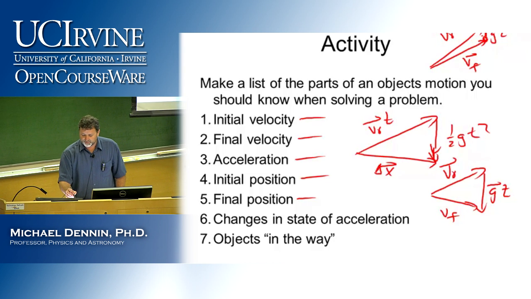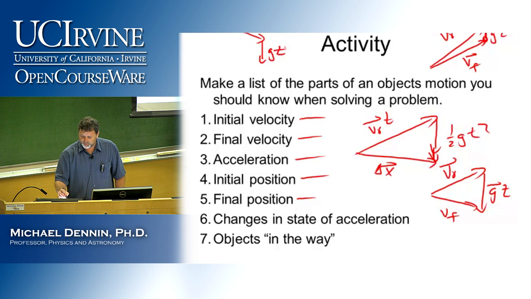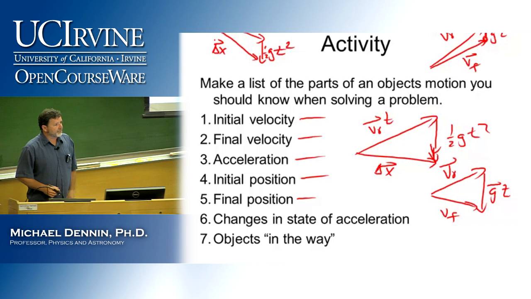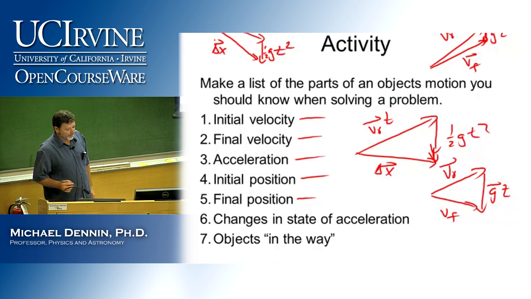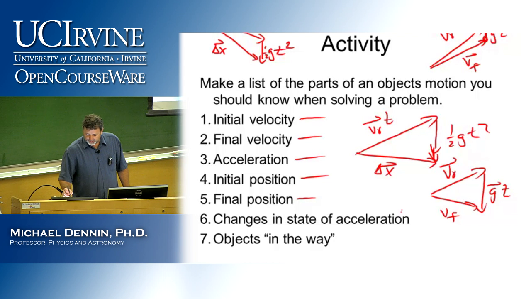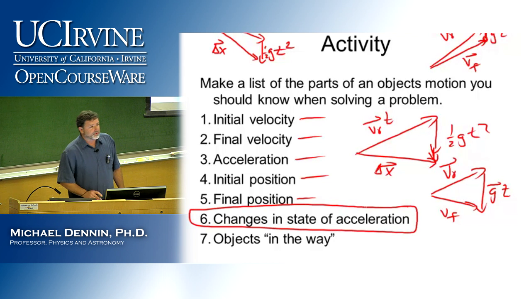It could be something launched down that lands somewhere. So that could be v naught t plus 1/2 gt squared, and that's delta x. So there are all sorts of variations on these types of things. Notice you need to be very alert if anything's happening to the acceleration.